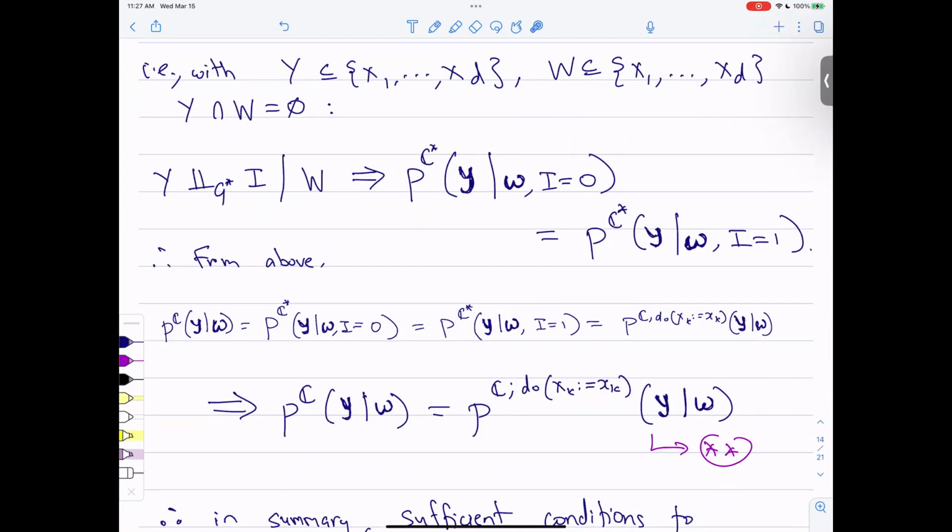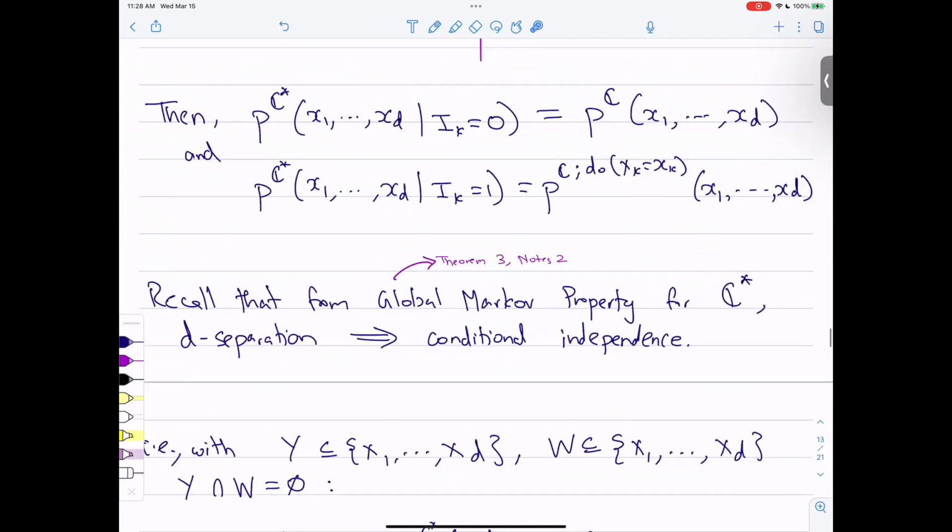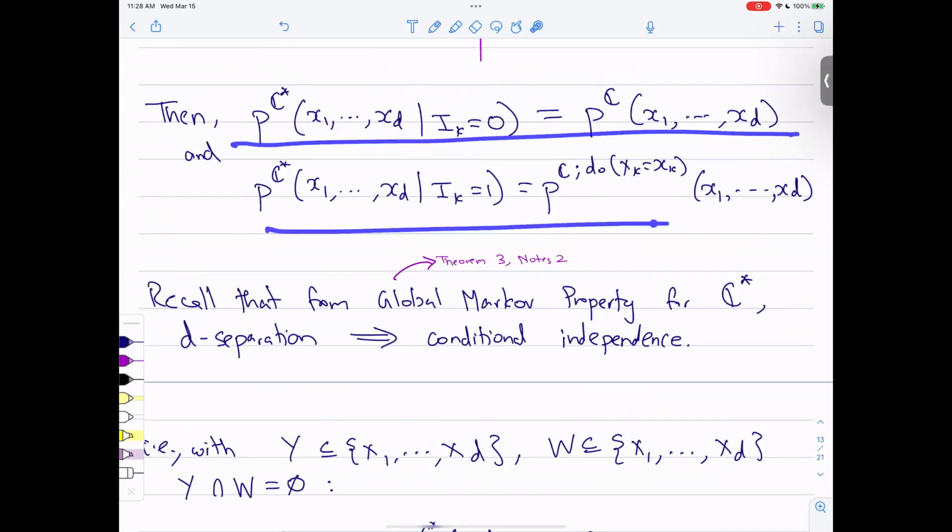So therefore, in the C model, the distribution of Y given W is equal to the probability in the C star model of Y given W and I equal to 0. That was the connection between the C model and the C star model. There is a connection between the C model and the C star model.